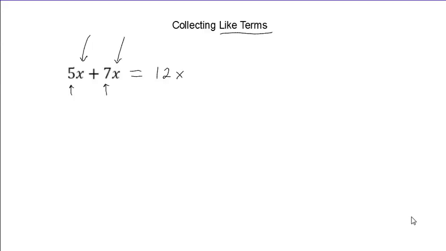Please note this. When you collect like terms, the variable does not change. So what that means is I do not make it x squared. That is a common mistake, and I want you to avoid it. So you leave the variable exactly as it is.